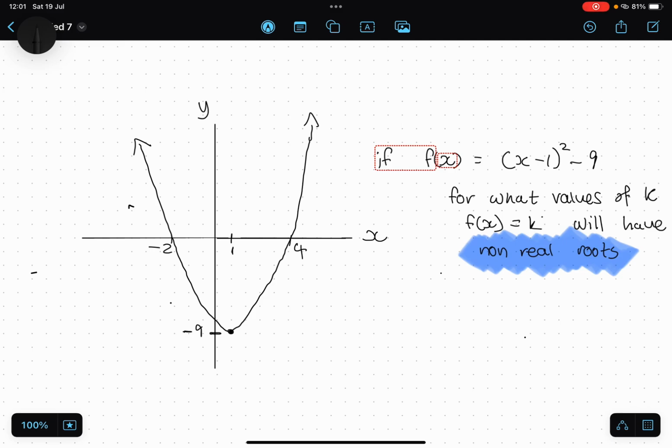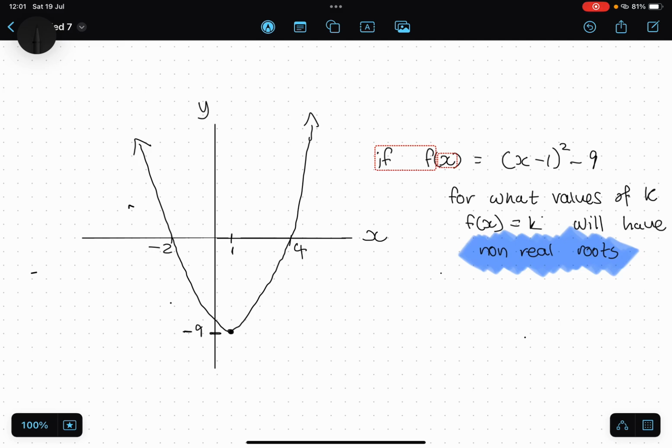We know that to have non-real roots, we need to have a parabola that has no x intercepts. So that means we need something here, like maybe up there. Okay, it needs to not touch the x-axis. So how are we going to shift this graph so that it does not touch the x-axis?